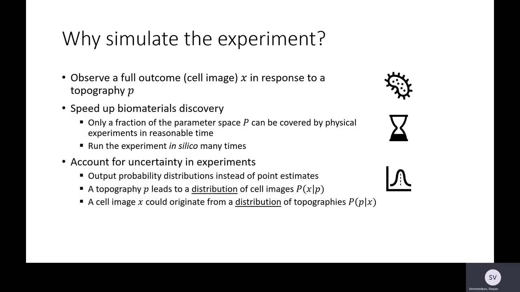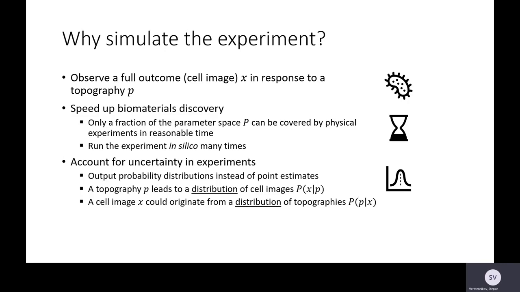And the third reason is that we may want to account for uncertainty in the experiment. So instead of predicting some average response, average nucleus form factor, for example, we may want to output a probability distribution instead of point estimates. In other words, we may want to account for variance in the output.